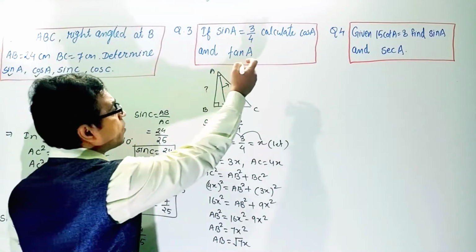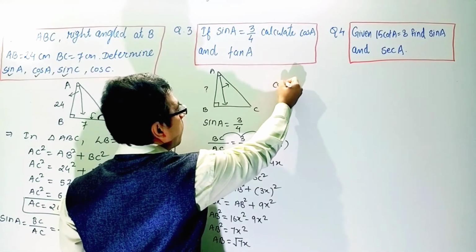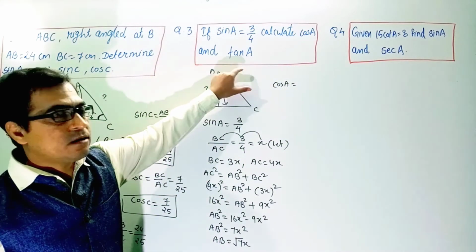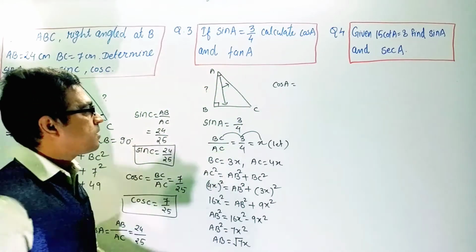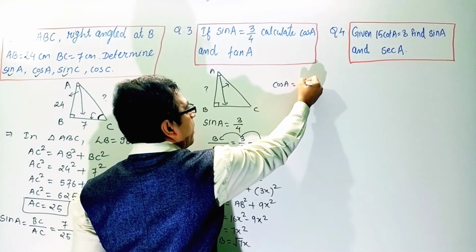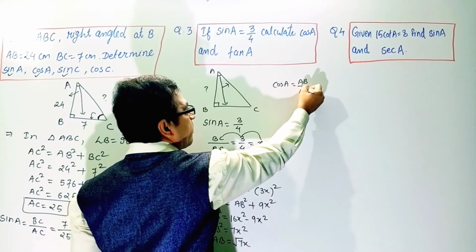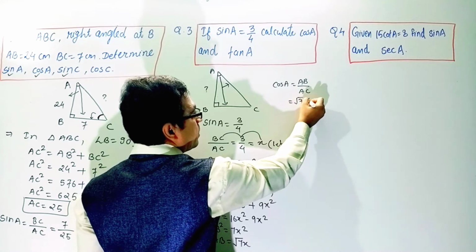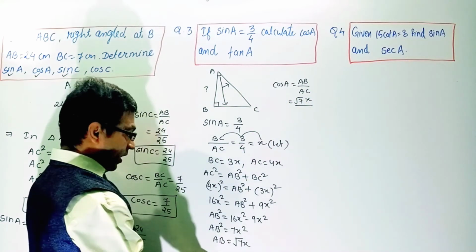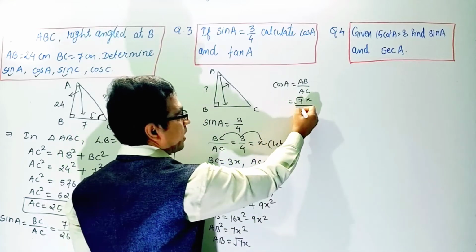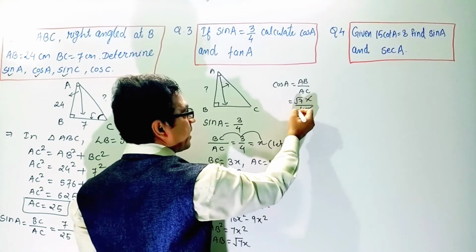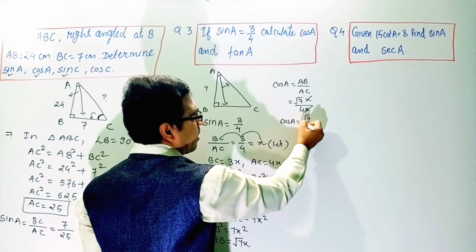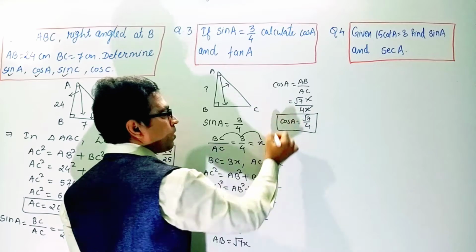Now we want to find out the value of cos A. For angle A, cos A is base by hypotenuse, means adjacent side by hypotenuse. AB is the base, hypotenuse is what? AC. So the value of AB is root 7 into x, and the value of AC, what? 4x. X will be cancelled out, so the value of cos A is root 7 by 4. Right, student?